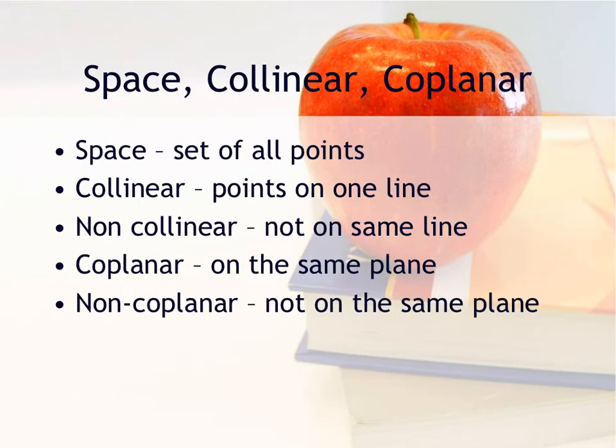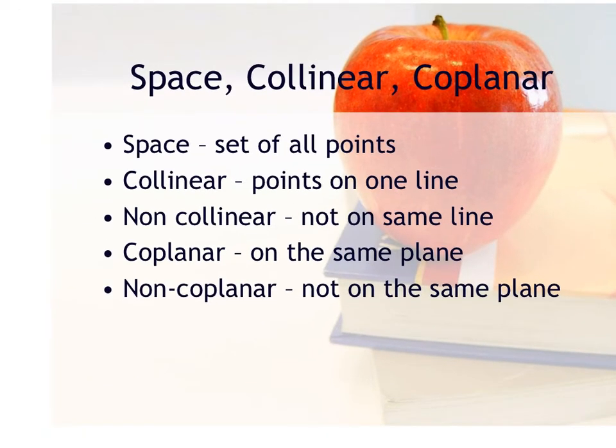The next thing we're going to talk about is space, collinear, and coplanar. Space is the set of all points. Collinear points are all points on one line.